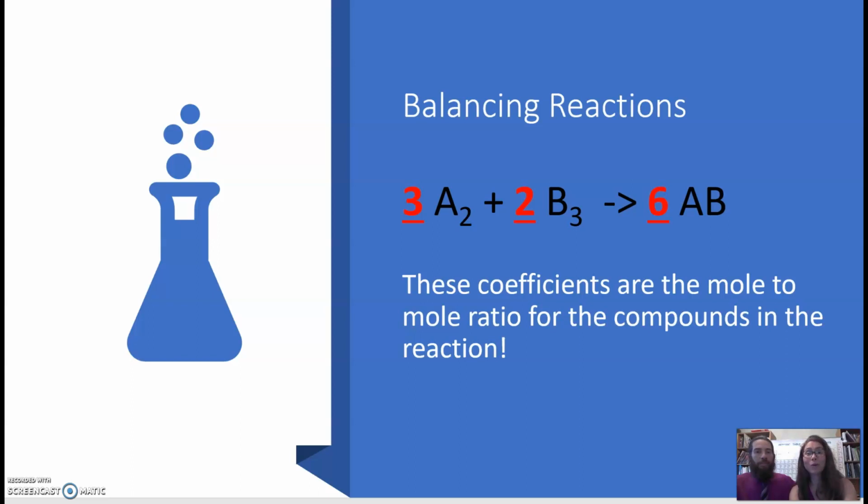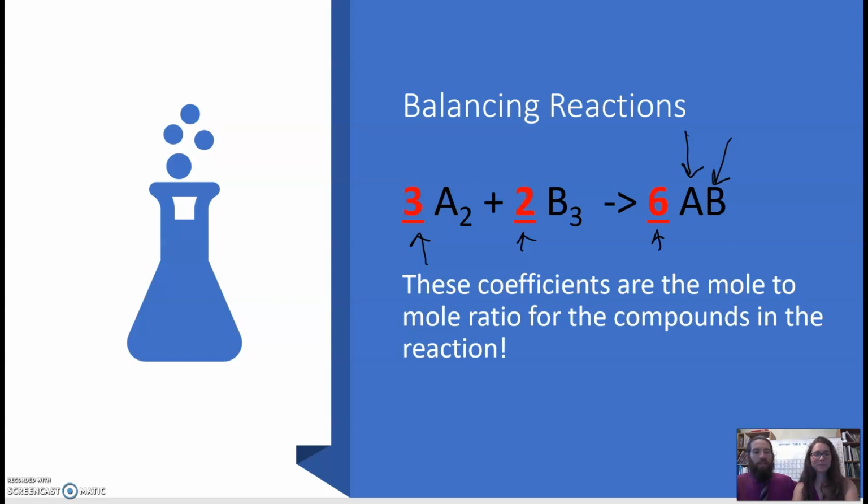Now we're back to mole-mole ratios. We were talking about the mole-mole ratios within compounds. So we have 1 mole of B for every 1 mole of A. That's called compound stoichiometry, working with that mole-mole ratio. But now we're introducing a new mole-mole ratio, which is reaction stoichiometry. And that is we have 3 moles to 2 moles to 6 moles within this given reaction.